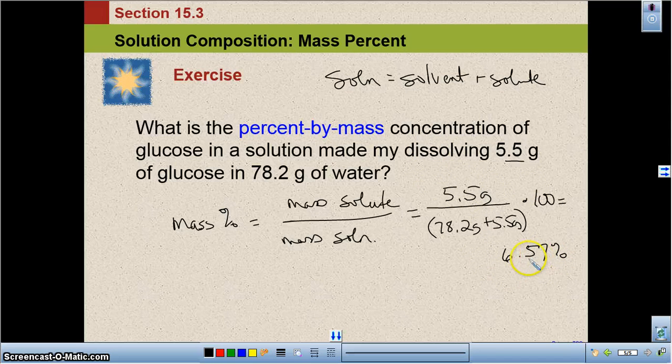Now, I know that this is just a baby step that you need to watch out for, but you're used to doing higher level math, so sometimes we forget the basics. Just remember when you put this in your calculator that you put 5.5 divided by, and then make sure you put your parentheses, because otherwise your calculator is going to take 5.5 divided by 78.2 and take that answer and then add 5.5 to it, and that's not what you want it to do. So just make sure that you pay attention to following the order of operations when it comes to the simpler problems.